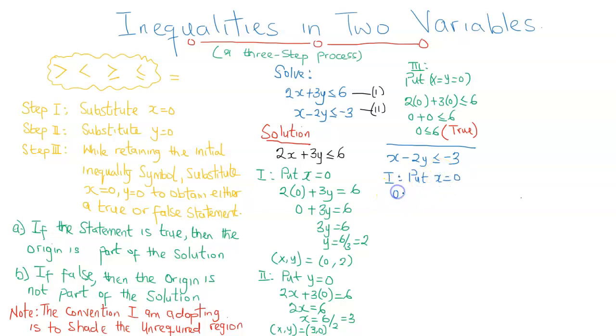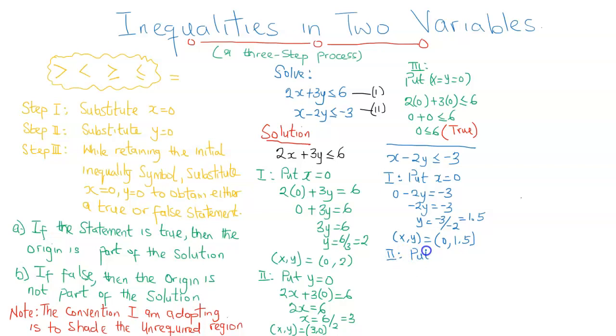So that's going to give 0 minus 2y equal to negative 3. Negative 2y equals negative 3. So y is equal to negative 3 over negative 2, and this is 1.5. So we've got a coordinate here, x comma y is equal to 0 comma 1.5.